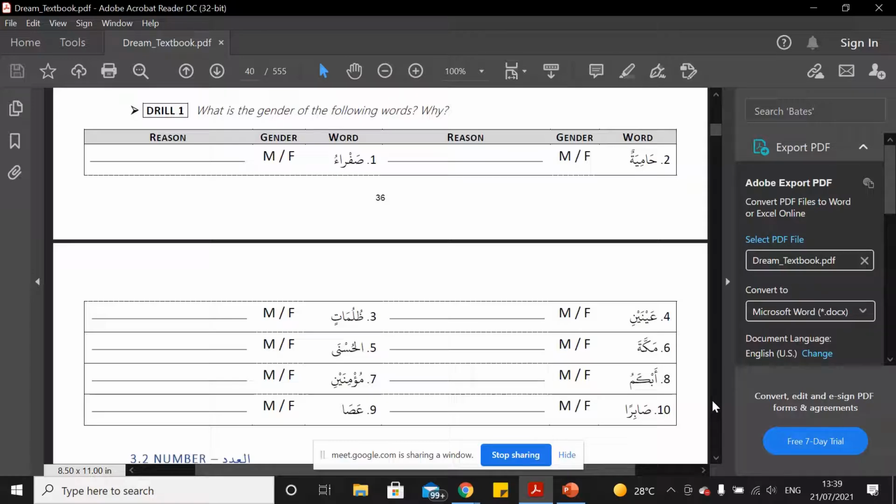Okay, next one, Sister Parveen, Hamiyatun. Hamiyatun is feminine because it has ta marbuta. Yes, very good. Sister Lipi, Zulumatin. Zulumatin is feminine because of the atin. Very good, very good.